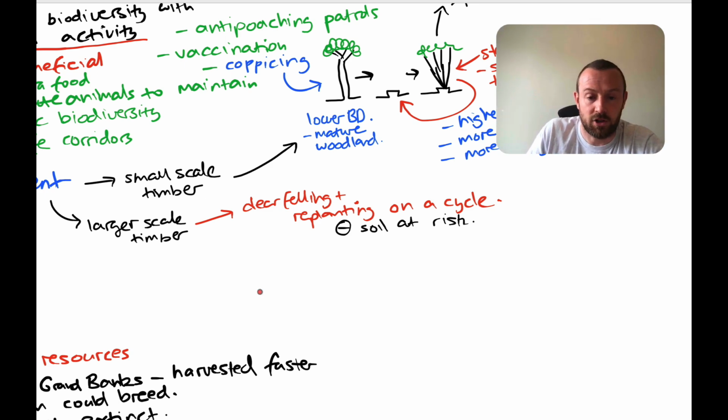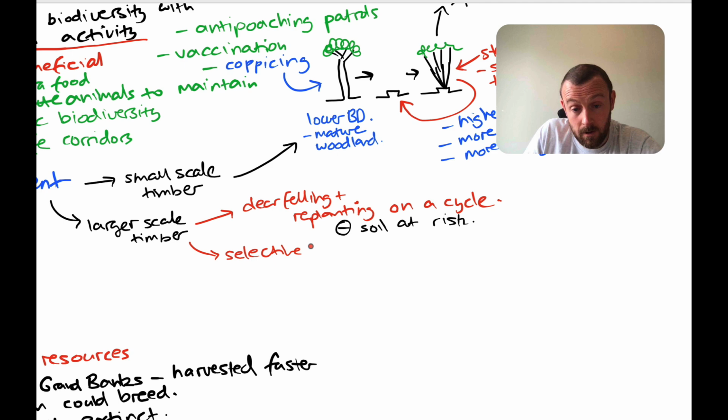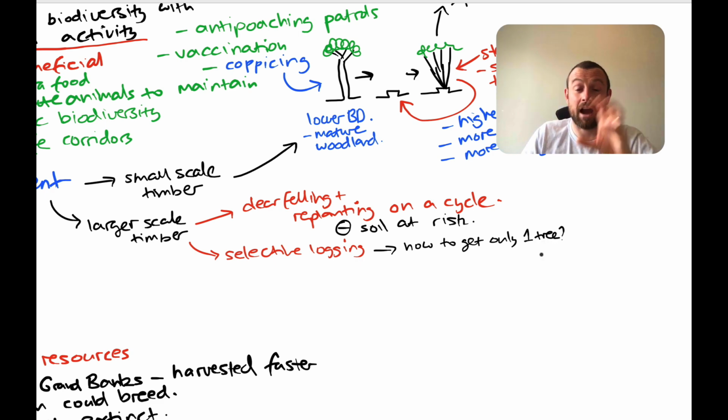Other things that we can do is selective felling. So this is going in and extracting only the logs that are wanted. So this can be tricky. So how to get only one tree, how to get it out.